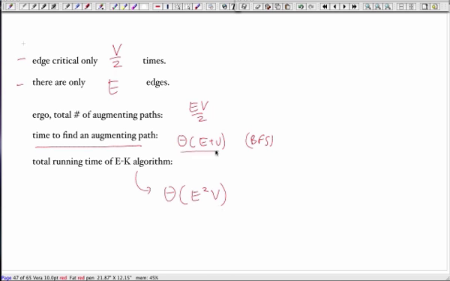That's right, yeah. You can do either. We're assuming that the number of edges is equal to the number of vertices, connected graphs. Okay?